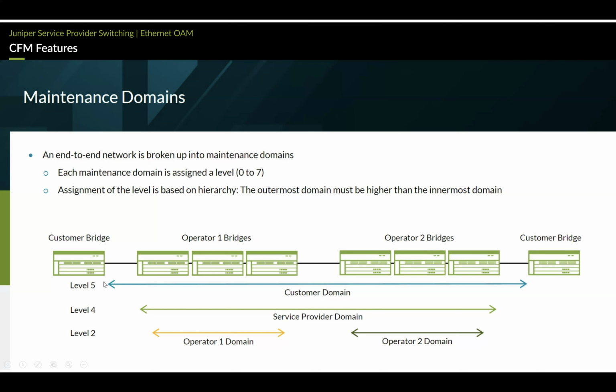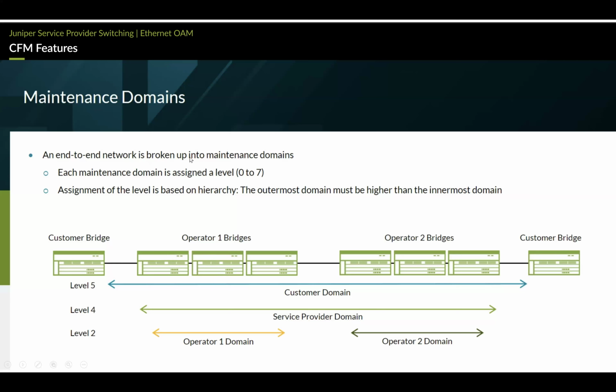So see here in level 5, this is the customer domain. And the level 4 is the service provider domain. This is the service provider domain, and this is the operator 1 domain, and that is the operator 2 domain. So to segregate the level based on entire Ethernet connectivity, considering multiple service providers with customers.